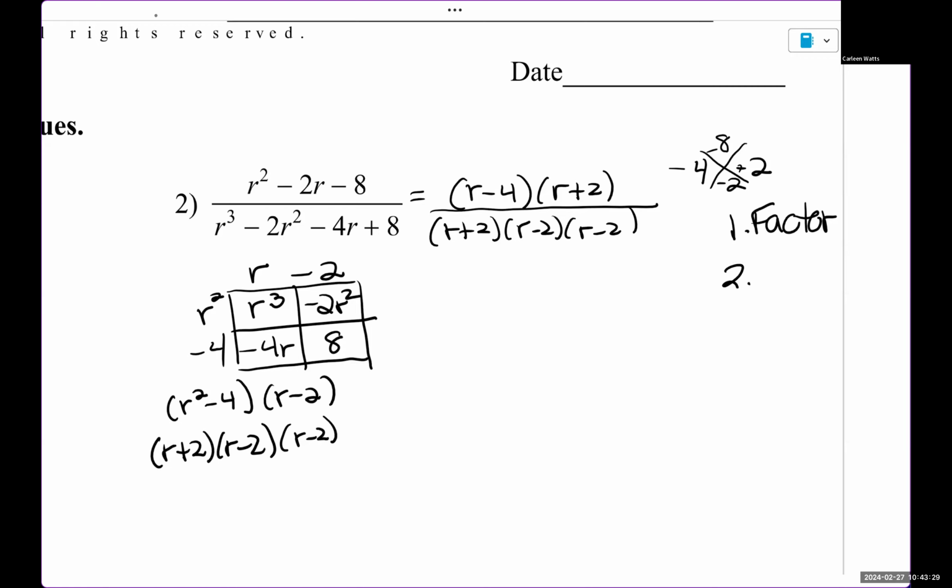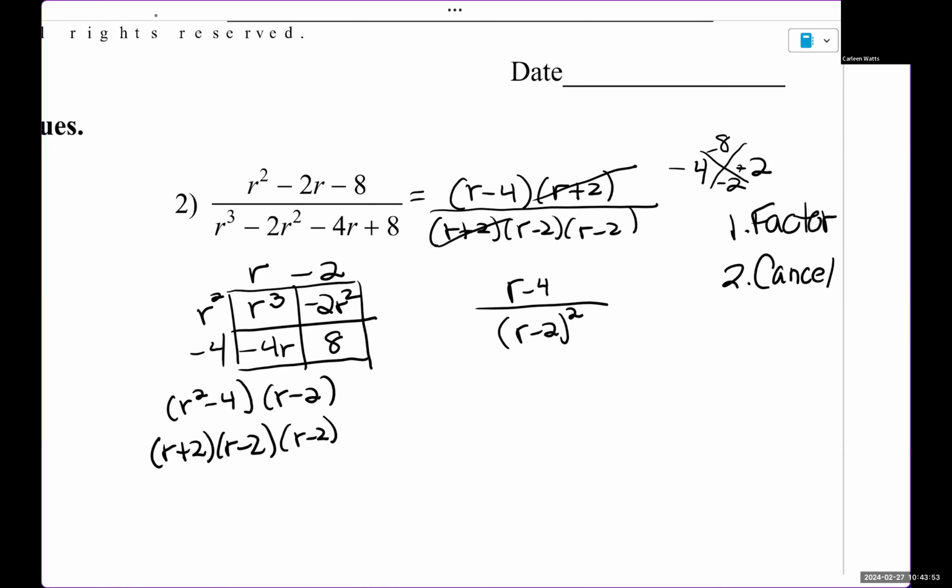Factor the top. Step number 2 is cancel. Cancel the BFFs. So I have R minus 4 on the top, and on the bottom, R minus 2 squared.